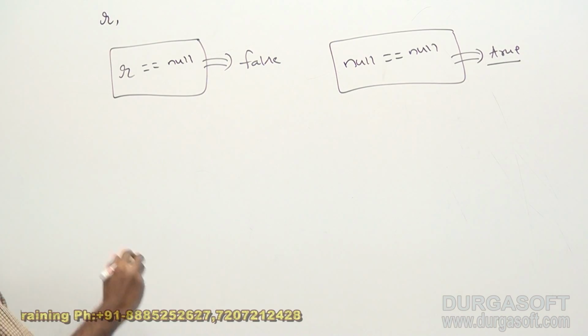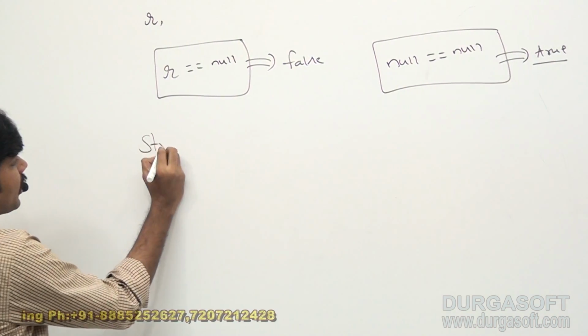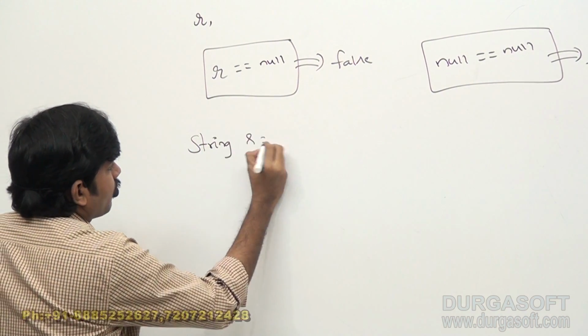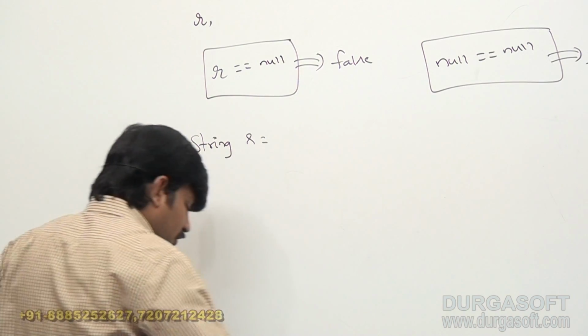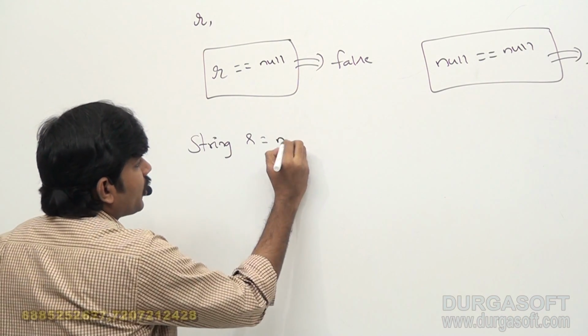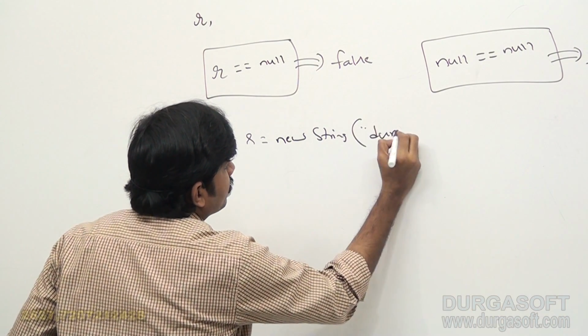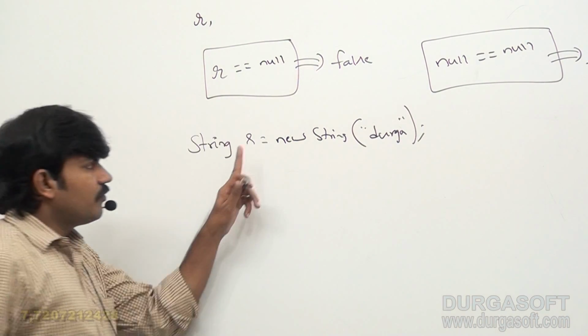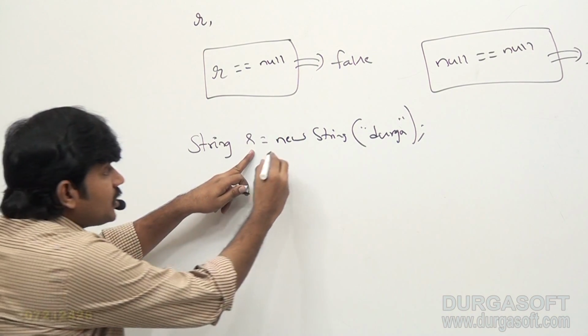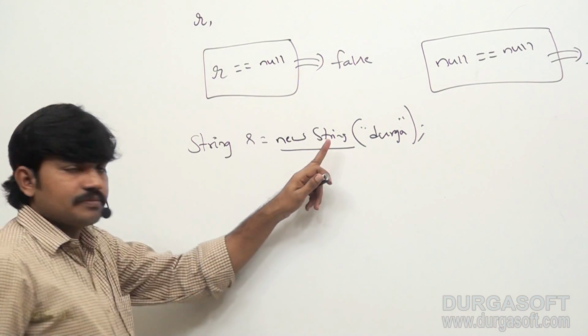You people may ask, very simple. String s = new String("Durga"). Sir, I created one string object, and s is pointing to that object only.